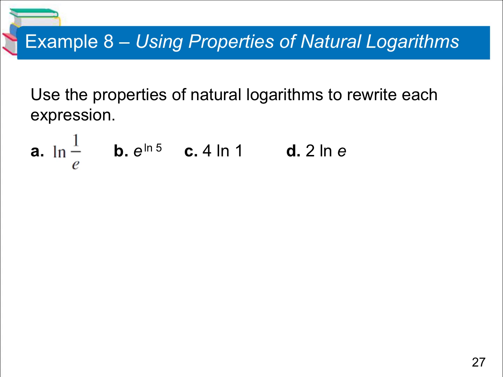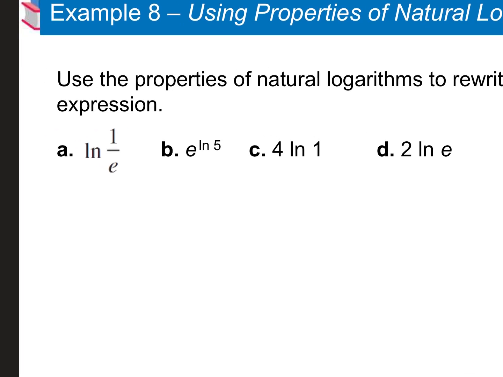For A, you have the natural log of 1 over e. Well, 1 over e is the same exact thing as saying the natural log of e to the negative first power. So we said that the natural log and e cancel each other out, so you're just left with negative 1. For B, you have e to the power of ln of 5. So your e and your natural log cancel each other out, and you're just left with 5 for this one.